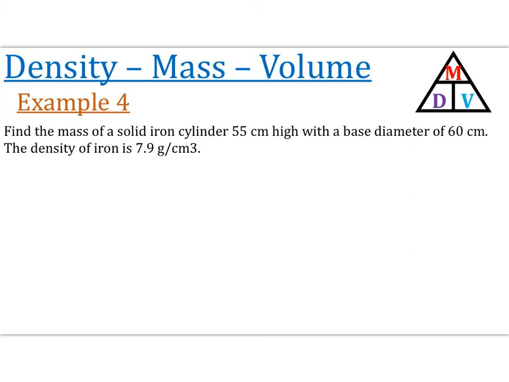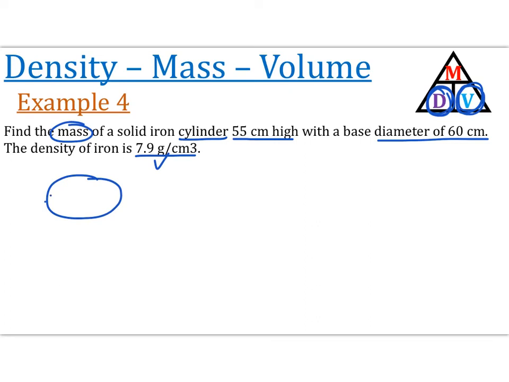All right, find the mass of a solid iron cylinder, which is 55 centimeters high with a diameter of 60 centimeters. The density of iron is 7.9 grams per centimeter cubed. All right, so we want to find the mass, so we need the density and we need the volume. Okay, they gave us the density in the question. We need to find the volume. So I'm going to do a really bad job of drawing a cylinder. So here's the circle and the sides. They've told me that the height of this is 55 centimeters, and from one side to the other the diameter is 60.